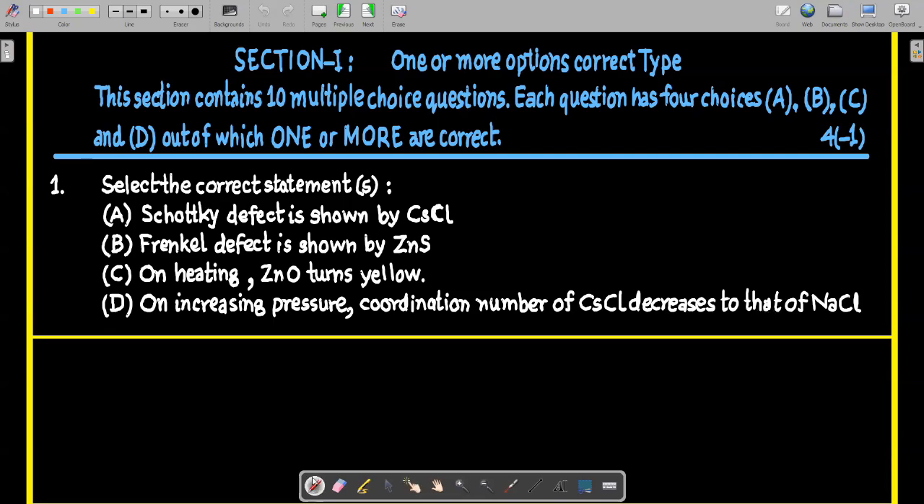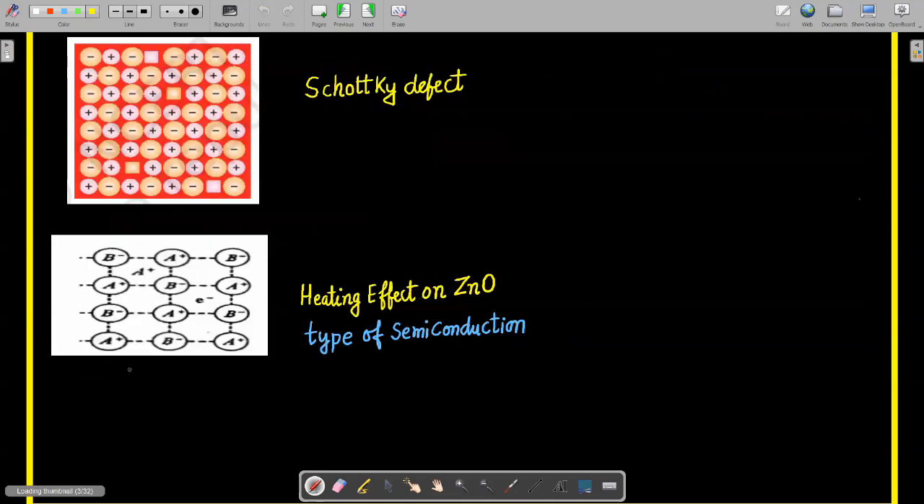We are starting with the first statement, statement A: Schottky defect is shown by CsCl. When we are discussing Schottky defect, you can see this picture. This picture is from NCERT and it is showing Schottky defect. In Schottky defect, an equal number of cations and anions are missing from their lattice sites. Suppose here this is anion, cation, anion, then this is a position of cation which is missing.